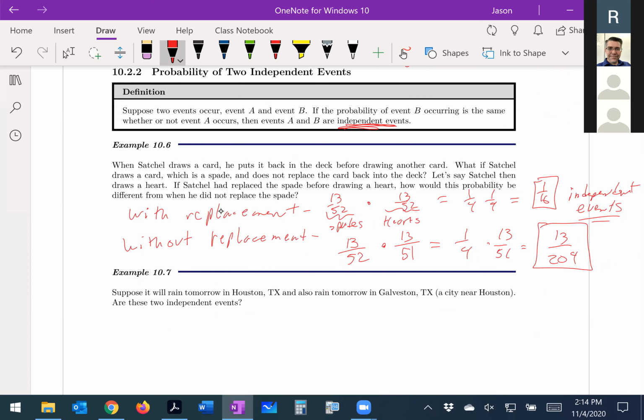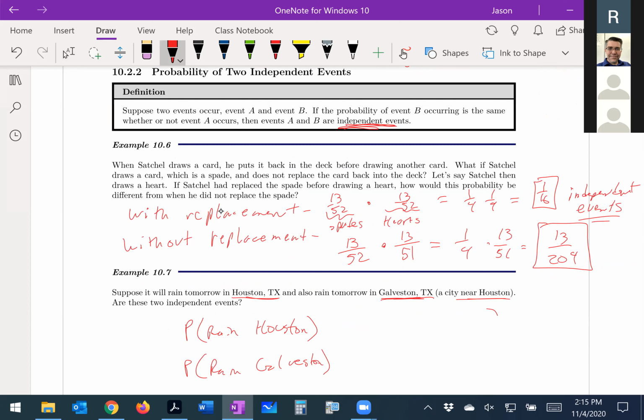Suppose it will rain tomorrow in Houston, Texas, and it will also rain tomorrow in Galveston, Texas, a city near Houston. Are these two events independent? Probability of rain in Houston and the probability of rain in Galveston.